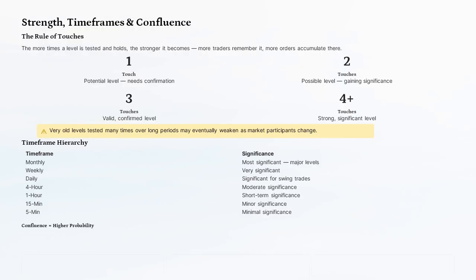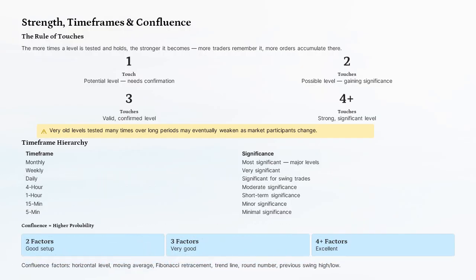Here's a simple scoring guide. 2 factors at the same level gives you a good setup. 3 factors is very good. 4 or more factors is excellent. Don't trade levels in isolation. Look for levels where multiple reasons converge.